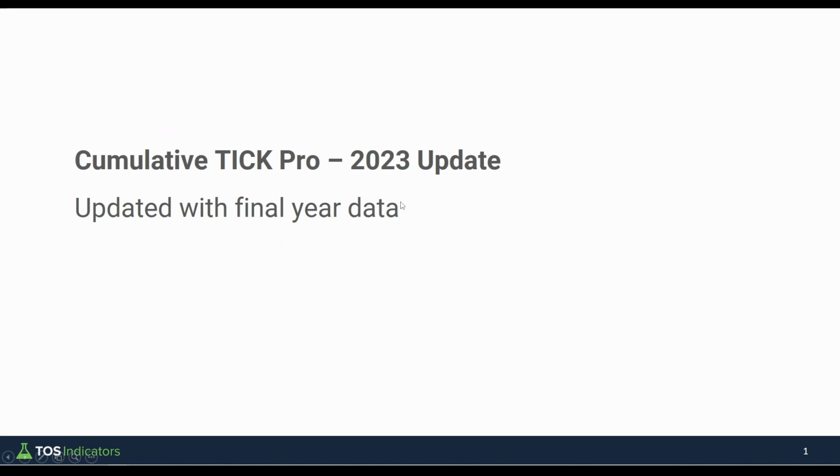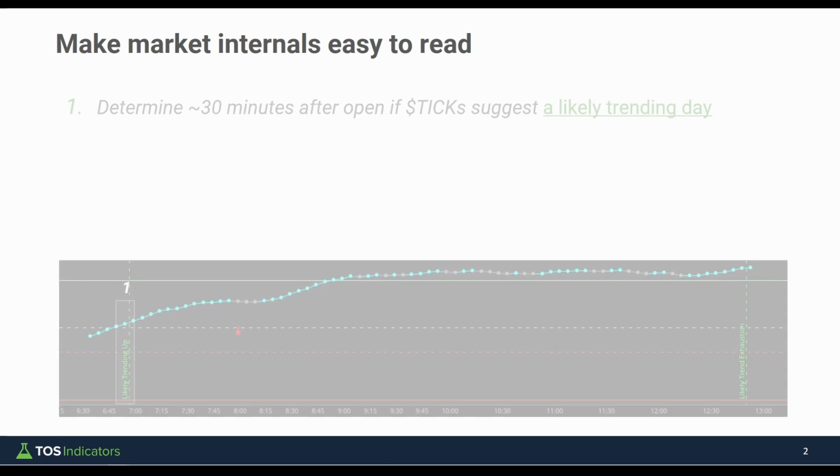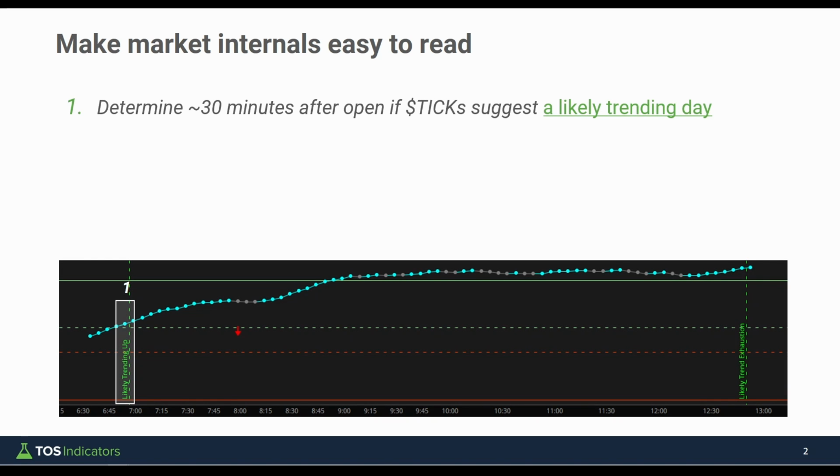Now, in case you're not familiar with what the Cumulative TICK Pro is, it really makes the market internals easy to read. There's three key advantages it provides. The first one, it does a lot of heavy lifting. It analyzes market internal activity the first 30 minutes after the market opens, and it uses all of that data to tell you, hey, based off of this, is the market likely to trend up, likely to trend down, or do we have no insight at all?